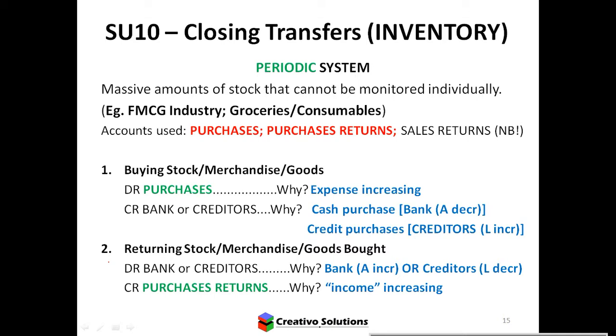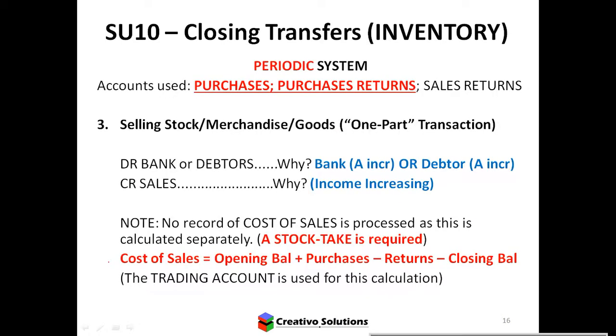Decreases. So this is the buying of stock using periodic, and this is the returning of stock using periodic. Notice the keyword is purchases. As long as you've got the word purchases, then you're on track in terms of identifying this as perpetual or periodic. Which one? Periodic. So if you know it's periodic, then you know you're going to apply the cost of sale equation.